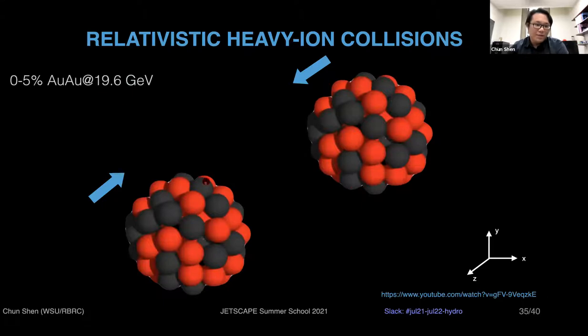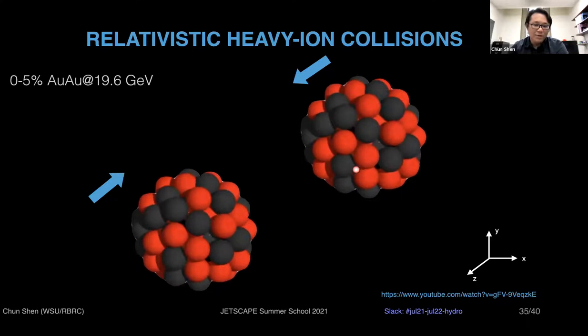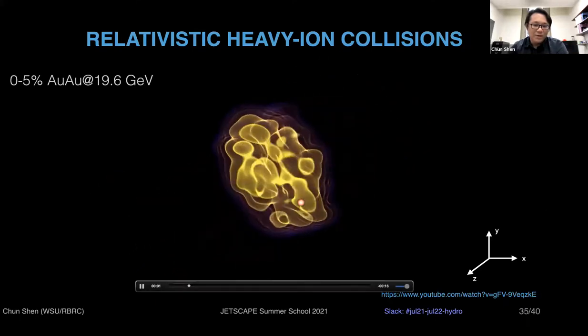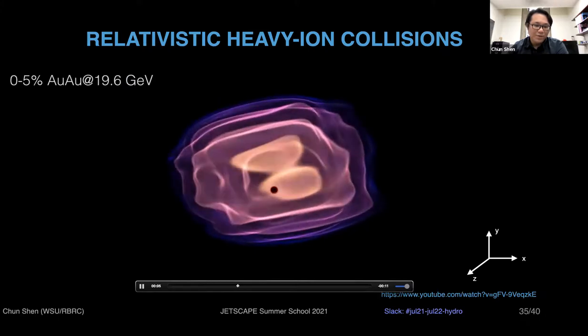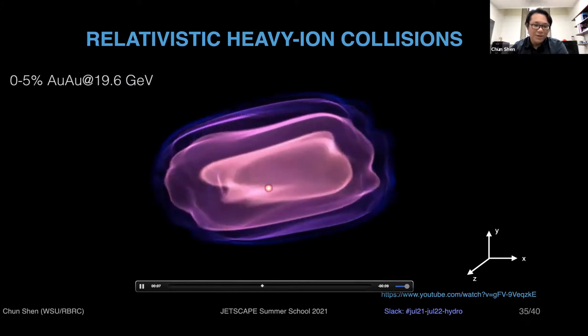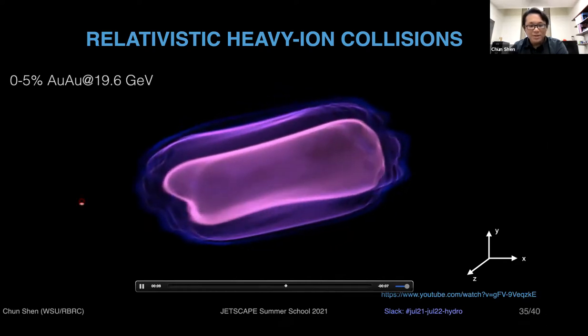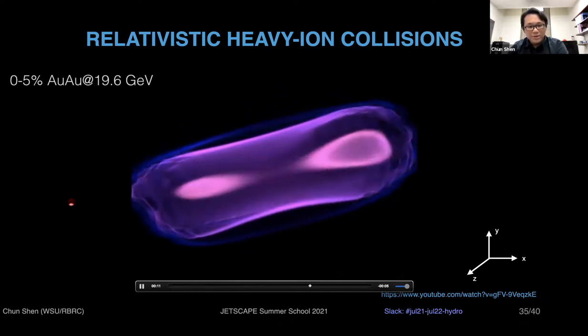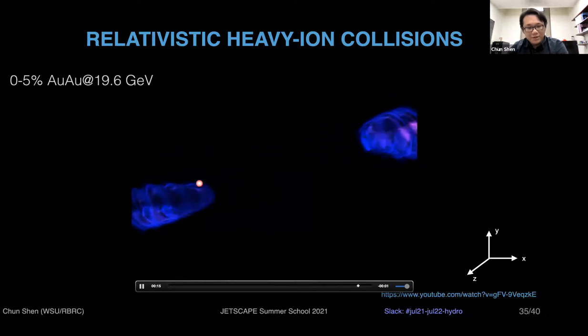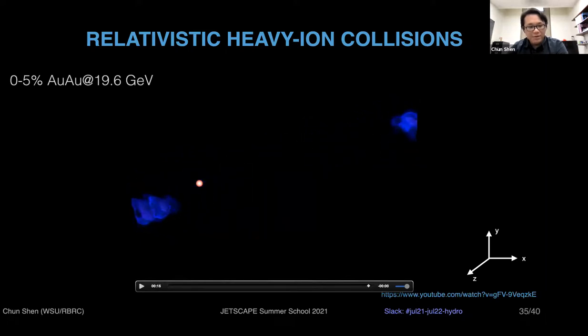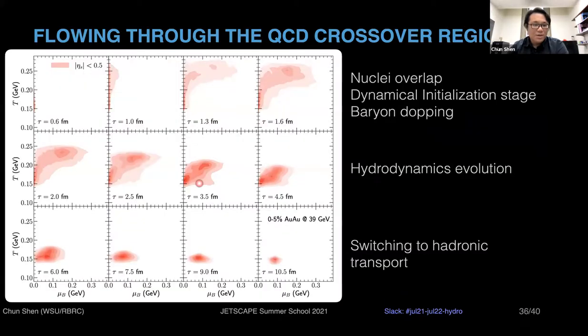You have, for example, at 19.6 GeV, two nuclei passing through each other. Right after that, you have a phase where the nuclei start to deposit energy. And after that, it actually expands in three dimensions as the system goes on. So this is a new kind of view about heavy ion collisions as you go to lower energies.